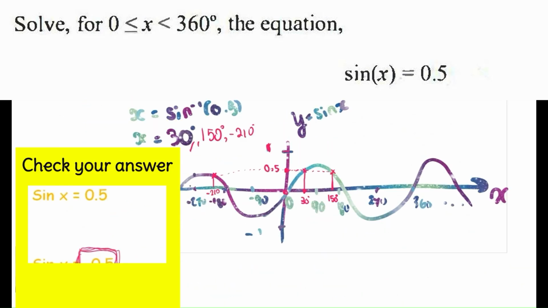Now, if you wanted to double check, you can literally just put it onto a calculator. If I put sine 30, which is one of my values for x, I will get 0.5. If I put sine 150, I will get 0.5. If I put sine 210 on my calculator, you will get 0.5, okay? Because they're all exactly the same, they're all on the same line, okay? Do you see why you've got more than one value for x?